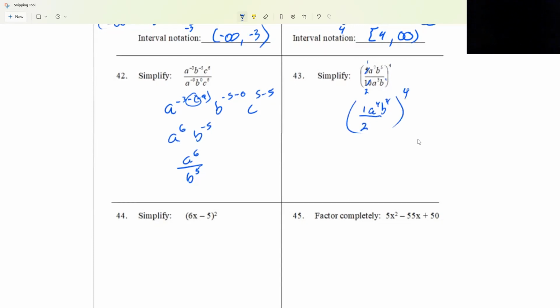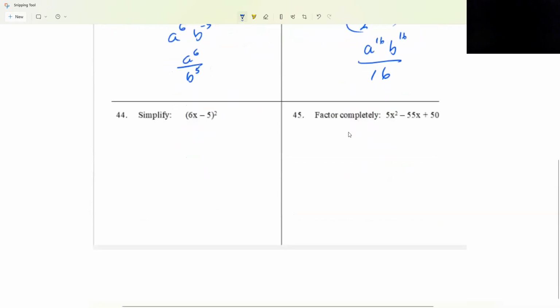Now, I don't really need this 1 up there. You can put it there, but you don't need it, because it's understood to be there. Then let's raise everything to the 4th. So 4 times 4, 16. 2 to the 4th is going to be 16. Okay, you're done.